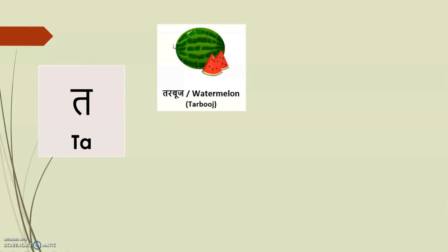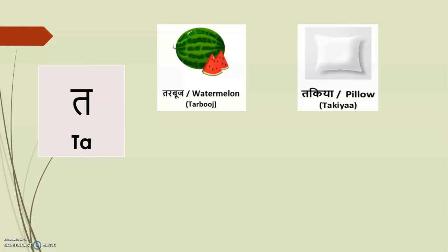In the first picture, we can see a watermelon. It is called tarbuj in Hindi. In the next picture, we can see a pillow. Pillow in Hindi is called takiya. So what is pillow called in Hindi? It is called takiya.